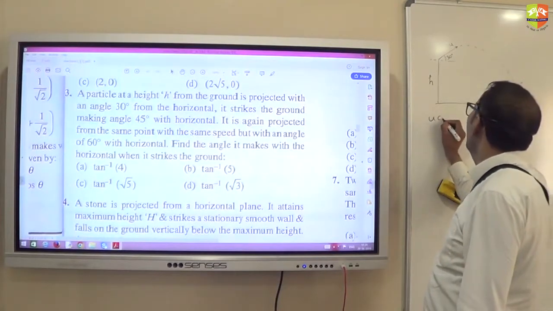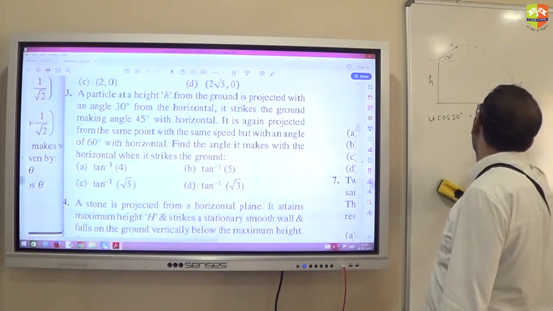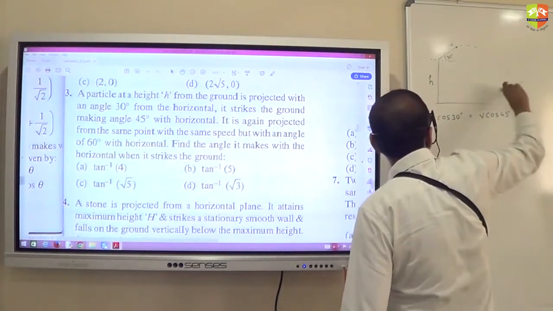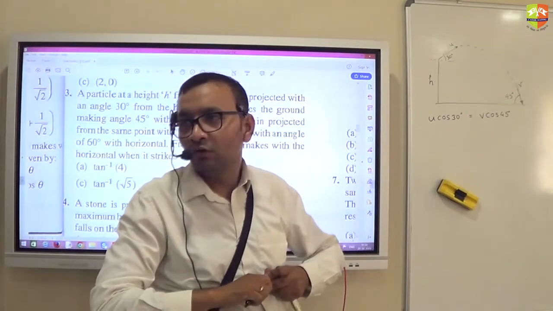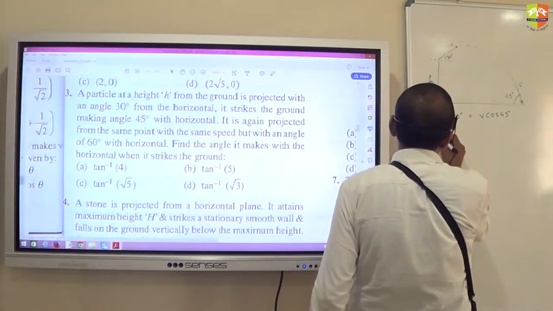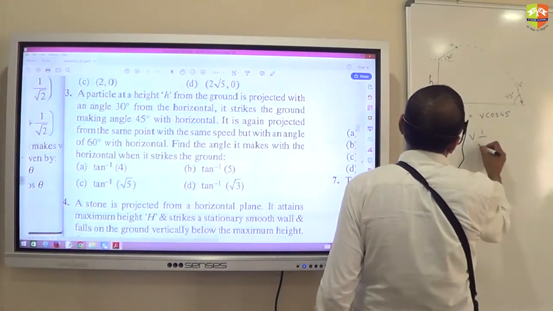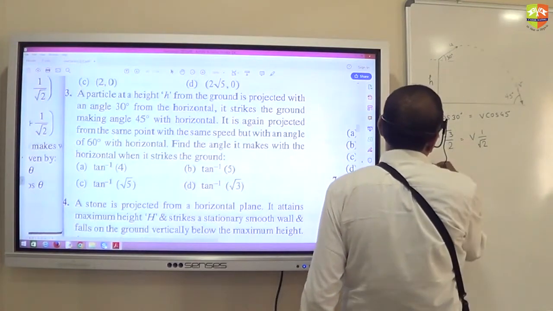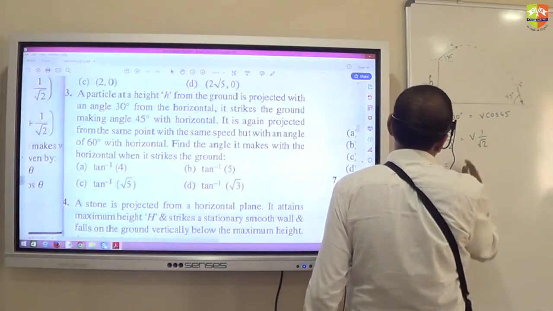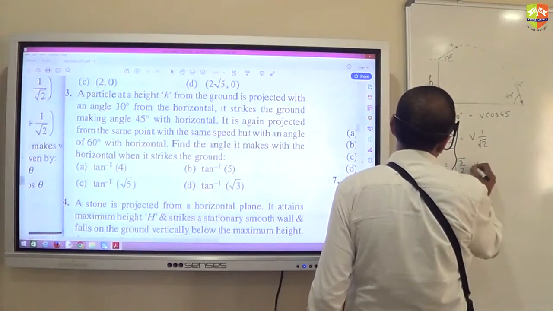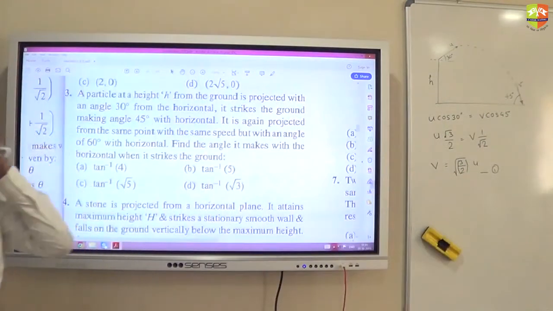Whatever it is, u cos 30 should be equal to what? V cos 45. The component of this velocity in that direction is V cos 45 or not? Yes or no? Yes. U cos 30 is root 3 by 2. Cos 45 is 1 by root 2. So V is root 3 by 2 times U. This is our first equation. Okay? Right?